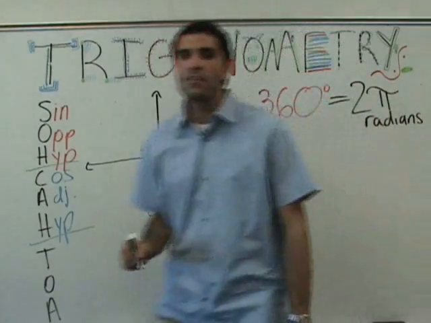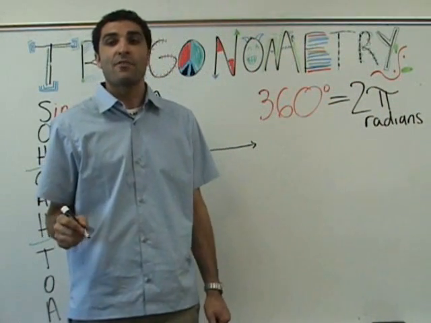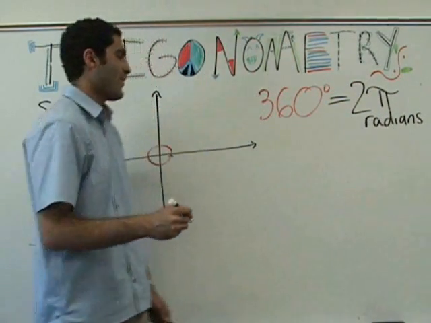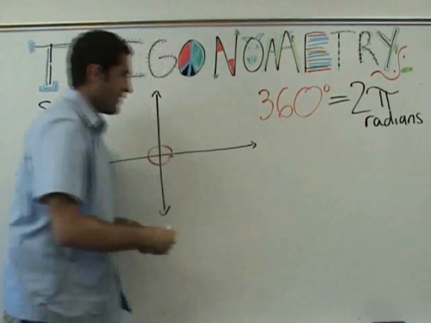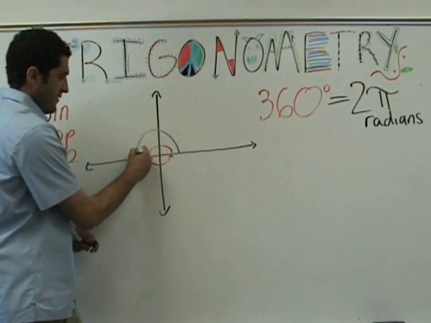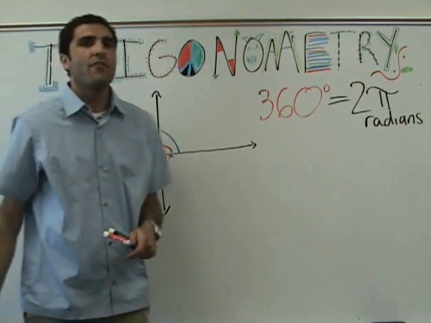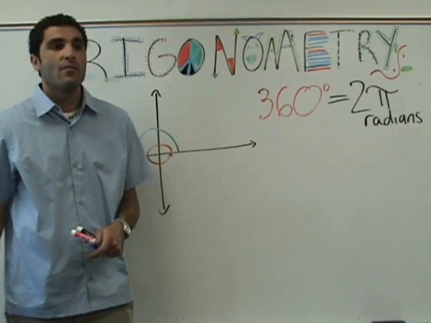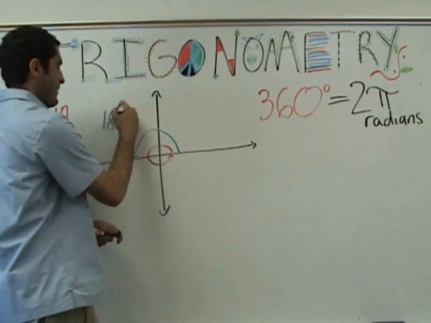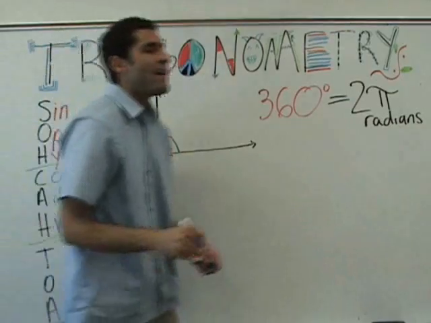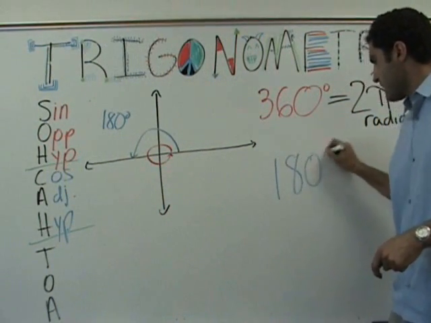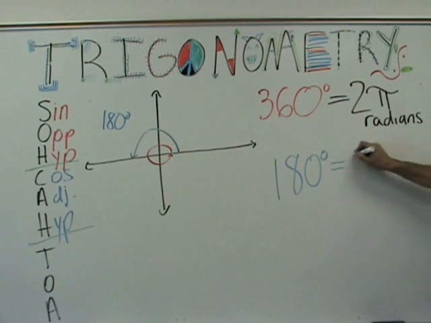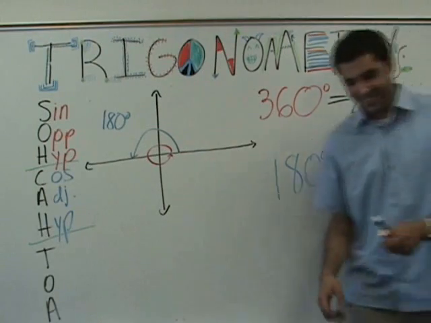How many degrees did we go? 360. How many radians did we go? 2 pi. If we went half a revolution, how far did we go in degrees? 180. And how many radians now? Pi. That's right. So 180 equals pi.